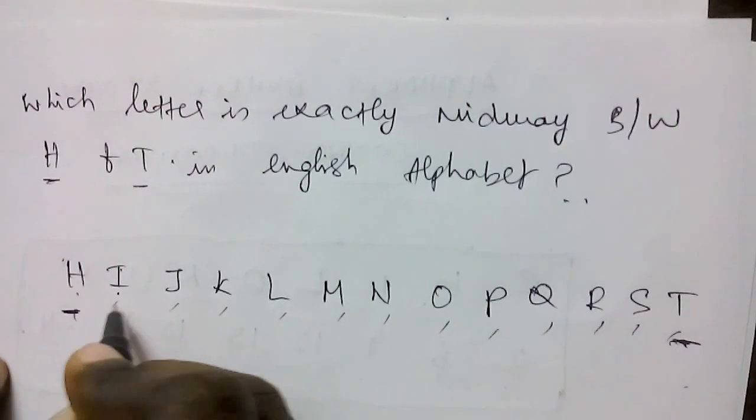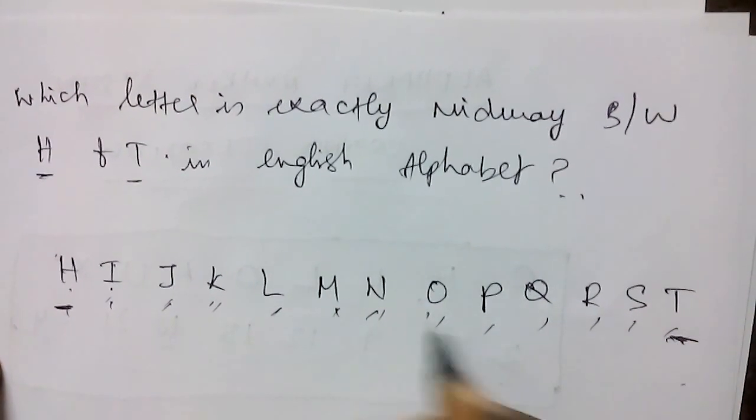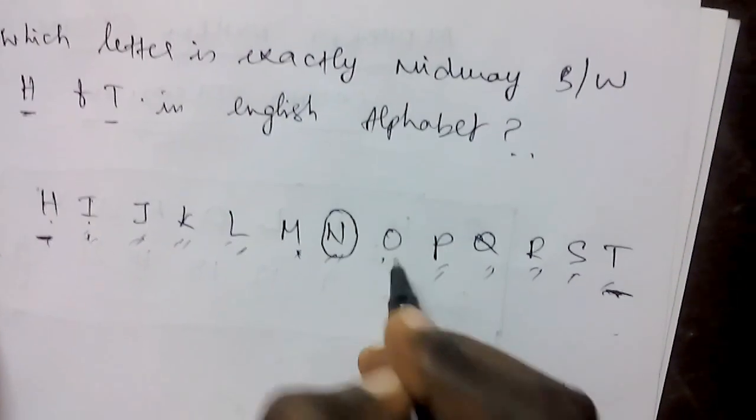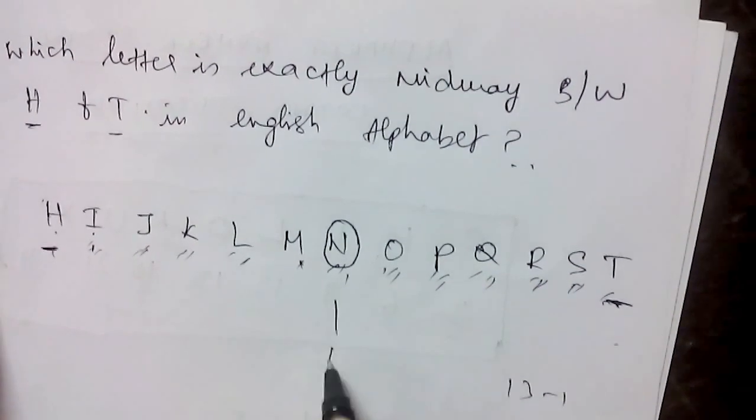We will find it like this: 1, 2, 3, 4, 5, then 6, 7, 8, 9, 10, 11. So we have 5 here, 1, 2, 3, 4, 5, with the middle one as N, then 1, 2, 3, 4, 5. So the midway letter is N.